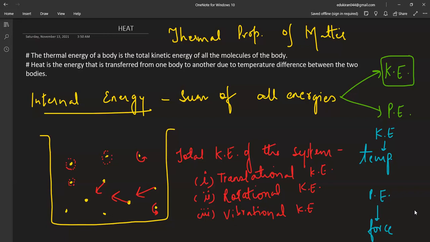In kinetic energy, you have a formula also we'll be seeing here in this lesson, that we talk about the temperature. Temperature will relate. While potential energy means interaction. Conservative interaction. That is the force. All right. So this is internal energy of the system.